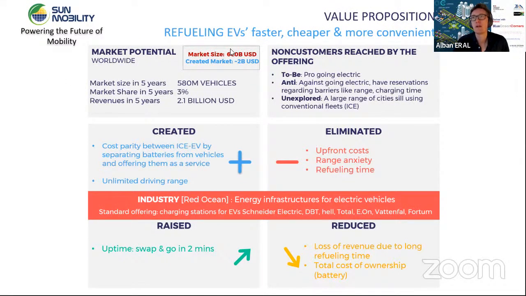You see their market potential valuation, the current market size worldwide for this energy infrastructure for electric vehicles, and what they create. You see, they create more than two times the current value of this market, because they have been able to bring only the right value for these non-customers.